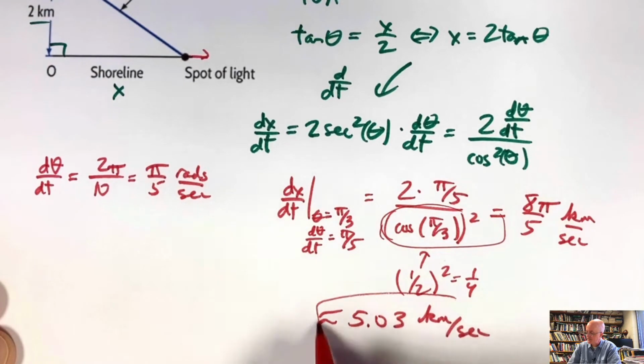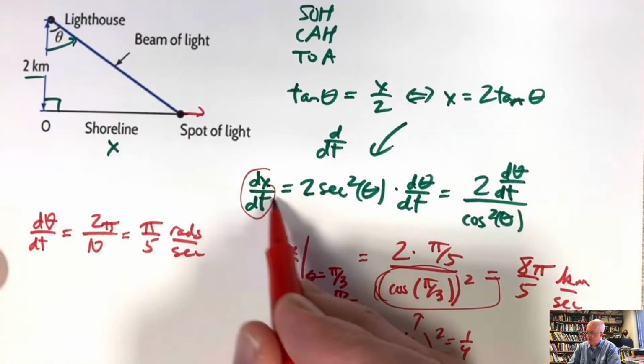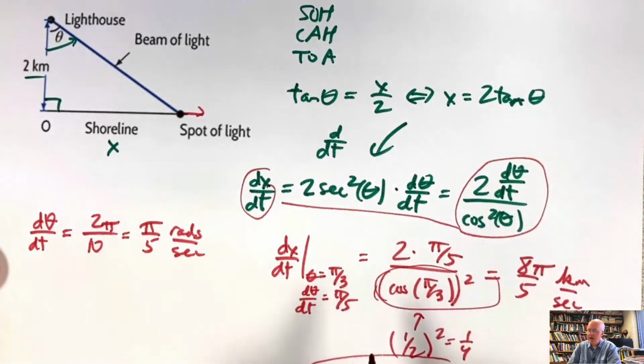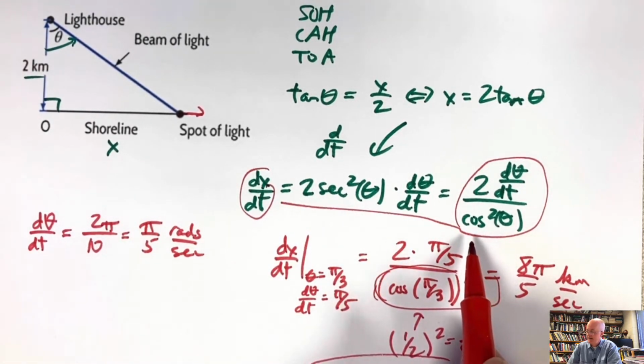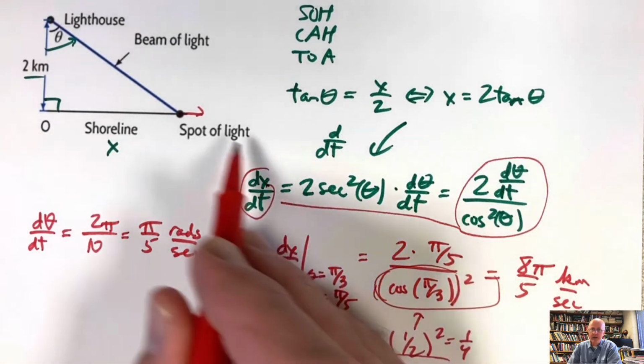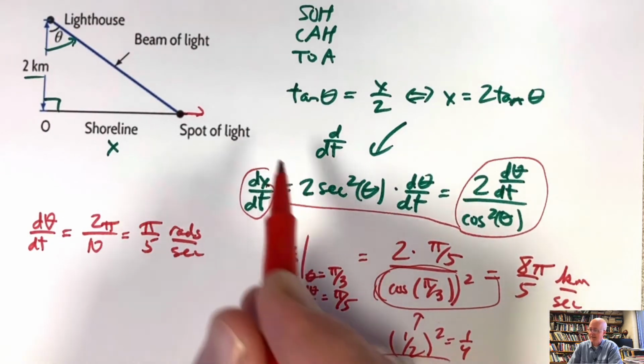I mean, this is the answer. This relationship here implies that as theta approaches pi over 2, 90 degrees, where the cosine is 0, dx dt approaches infinity. But wait a minute, is that possible? Wouldn't that break the speed of light? Ooh, what in the world's going on here?